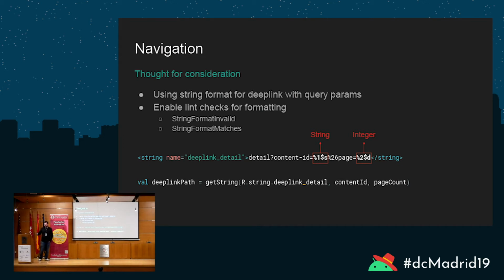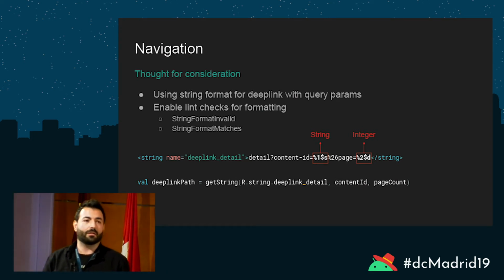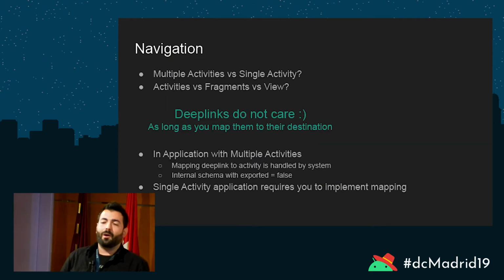And you call it this way. If the content ID is not a string, it will lint. You can just convert this to an error, so you basically make sure that it's not, and so on. Anyway, moving on. How about multiple activities?